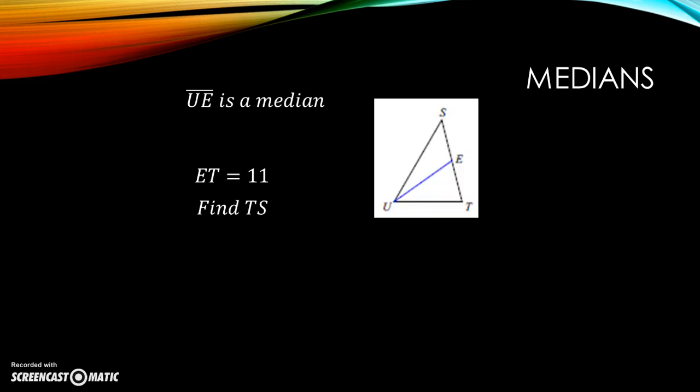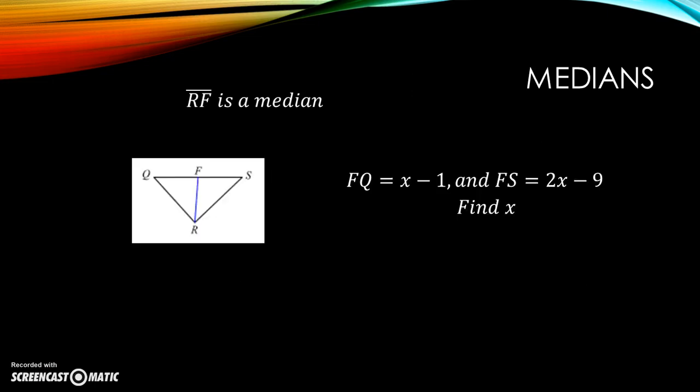Here ET, one of the halves is 11. It wants to know how big is the whole thing, so it's 22. FQ is a half. FS is also a half. Those two halves are just equal. So x minus 1 equals 2x minus 9. Subtract x, you get x. Add 9, you get 8.